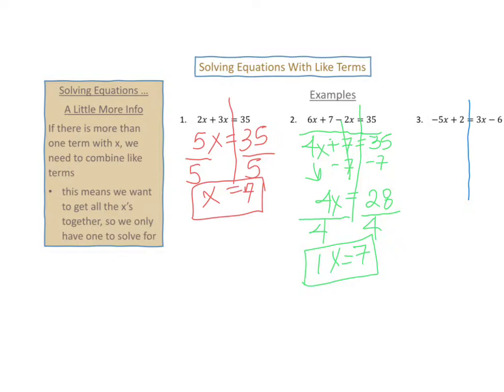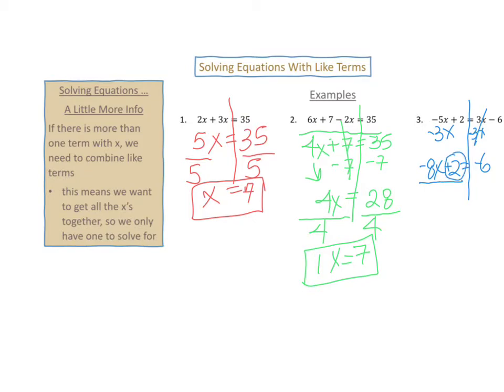So I have to get rid of this 3x. The opposite of 3x is negative 3x. Negative 5x minus 3x is negative 8x. Bring down my plus 2, and it equals, since this has gone away now, negative 6. I have letters and numbers over here, so I have to get rid of the 2.